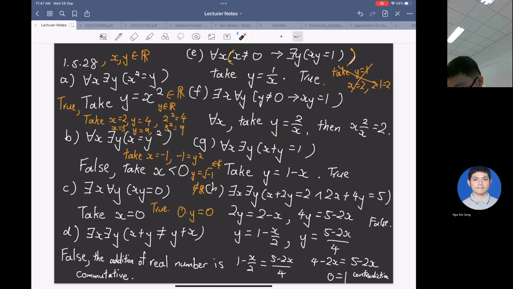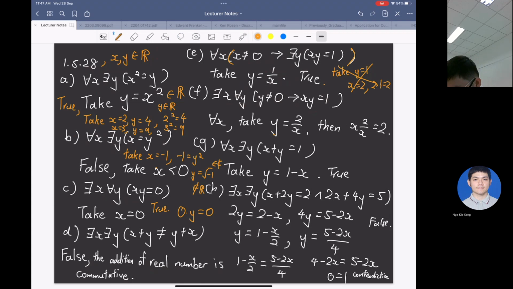Next, for every x there is a y such that y is not equal to 0 implies xy equal to 1. True or false? True. False. You know why false?